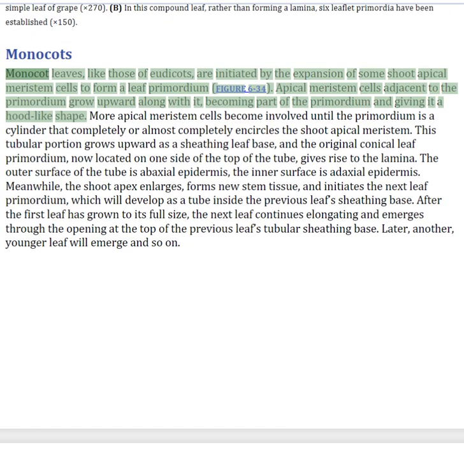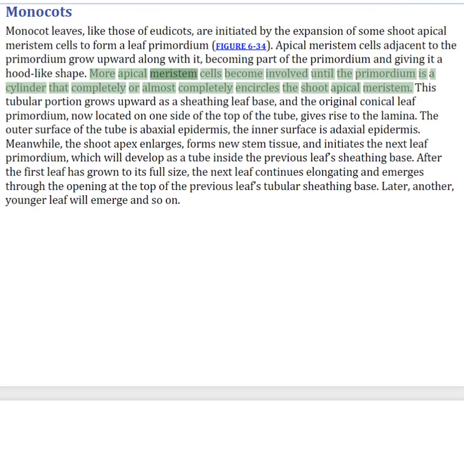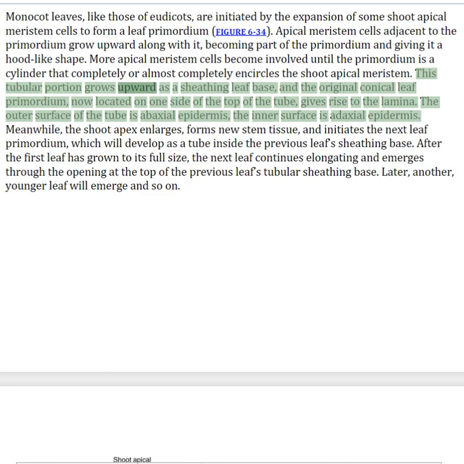Monocots. Monocot leaves, like those of eudicots, are initiated by the expansion of some shoot apical meristem cells to form a leaf primordium. Apical meristem cells adjacent to the primordium grow upward along with it, becoming part of the primordium and giving it a hood-like shape. More apical meristem cells become involved until the primordium is a cylinder that completely or almost completely encircles the shoot apical meristem. This tubular portion grows upward as a sheathing leaf base, and the original conical leaf primordium, now located on one side of the top of the tube, gives rise to the lamina.